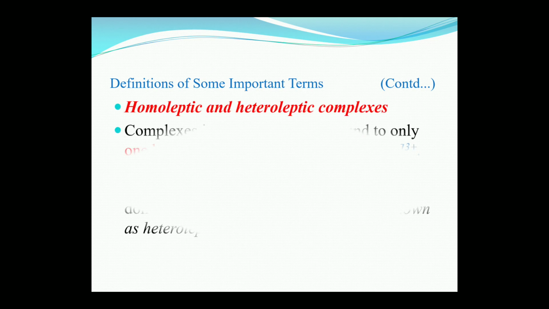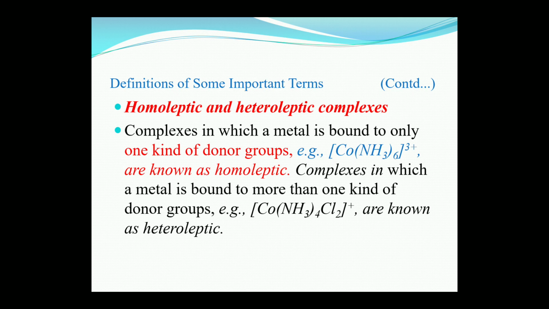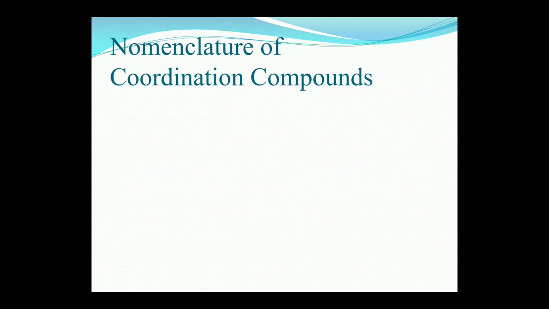Now we are going to discuss homoleptic and heteroleptic complexes. What are these homoleptic and heteroleptic? The complexes in which a metal is bound to only one kind of donor group are known as homoleptic complexes. Here you can see the donor group is ammonia, a neutral ligand. The complexes in which a metal is bound to more than one kind of donor group are heteroleptic. Here you can see there are two ligands, first ammonia and the second chloride ion. So these are known as heteroleptic complexes.